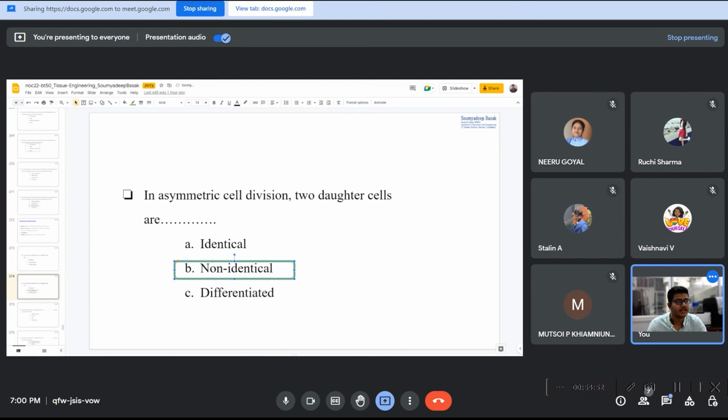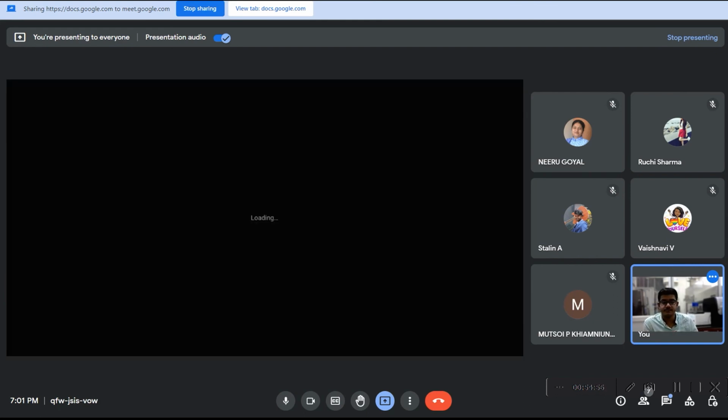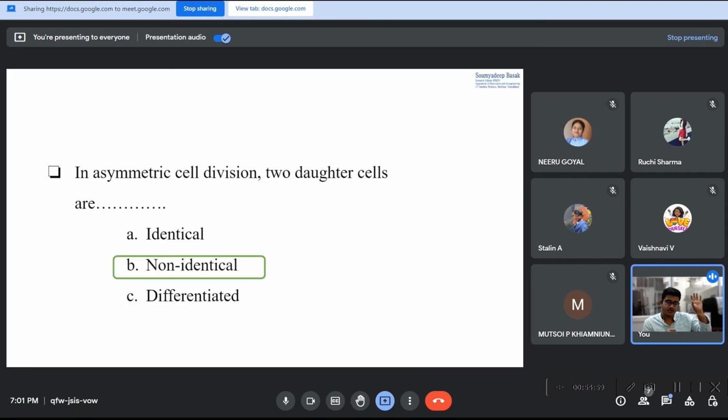It's non-identical, right? In asymmetric cell division, we always get a non-identical cell. An example may be stem cells. One will keep its niche population, and another will give a particular lineage cell. That is one example. Right? Okay.